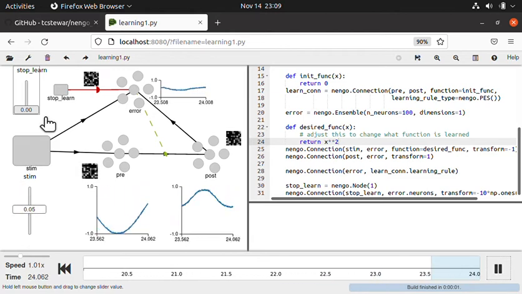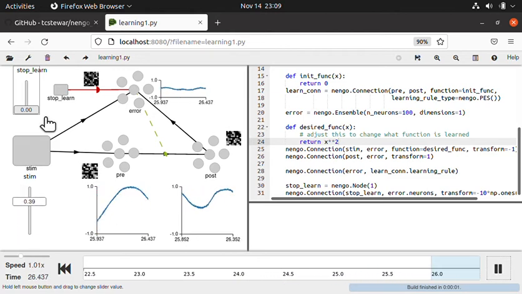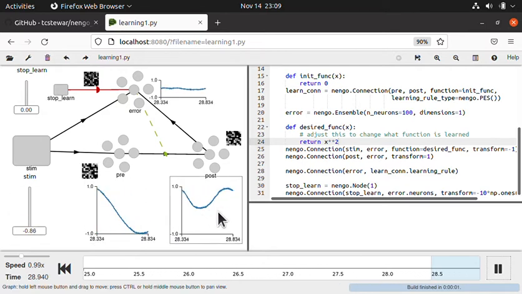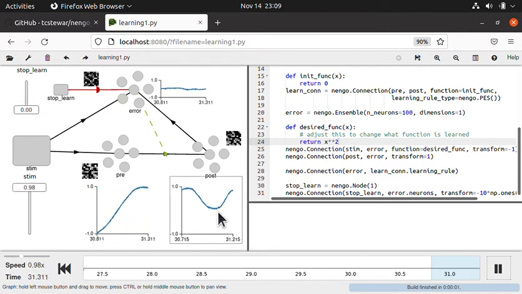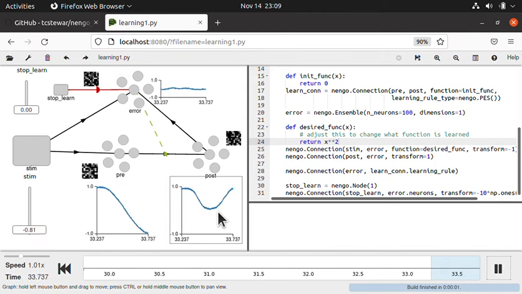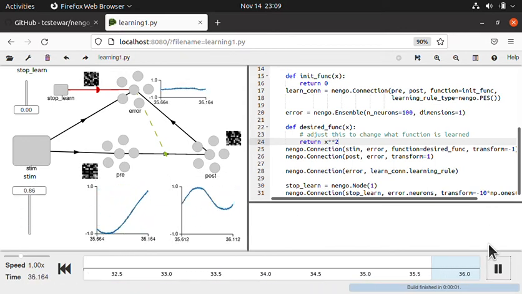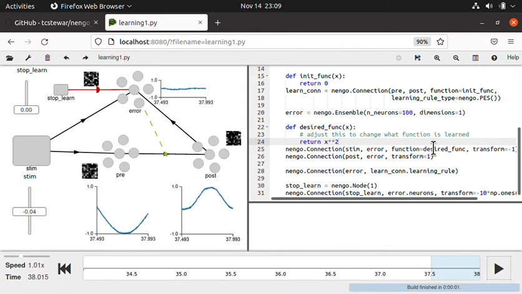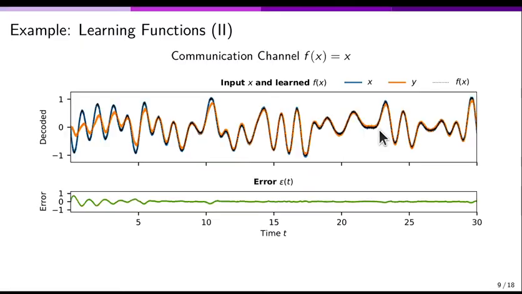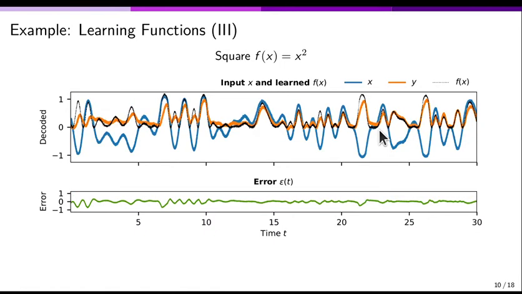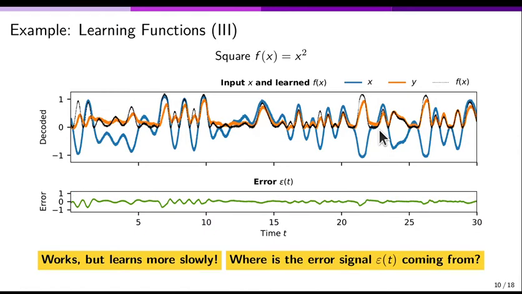Let that run for a while. And we get our nice little computation of x squared. Cool. All right, so we can learn functions. This nice simple little learning rule will let us do that. What else can we do with this learning rule? I just want to make sure that's all there. Okay, I have covered that.